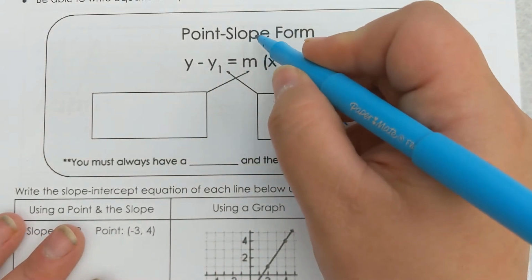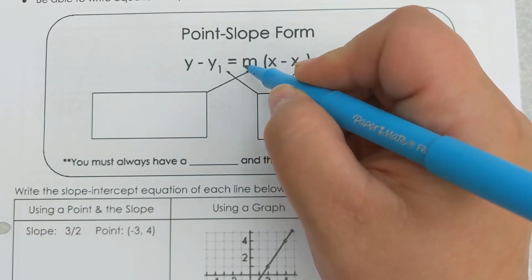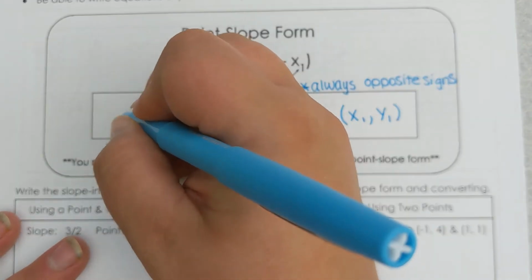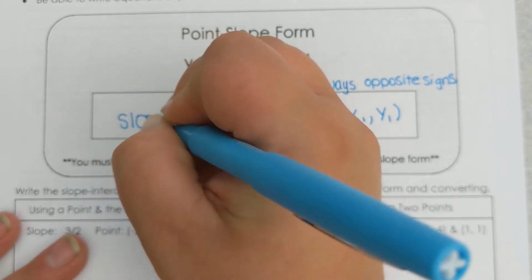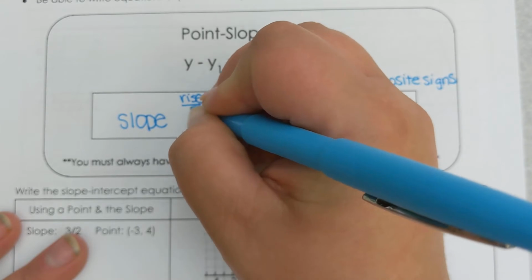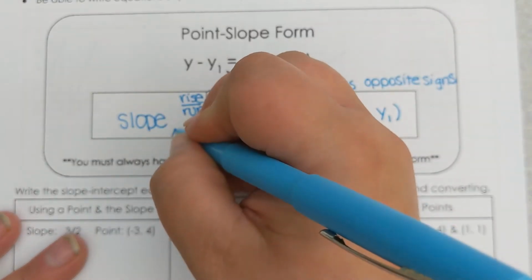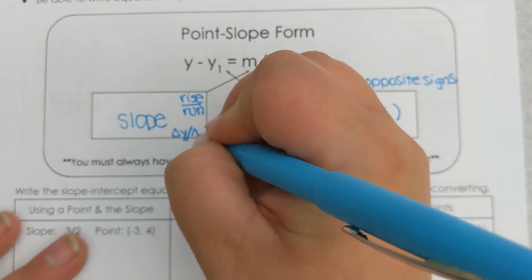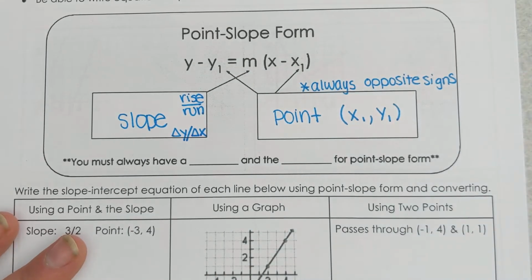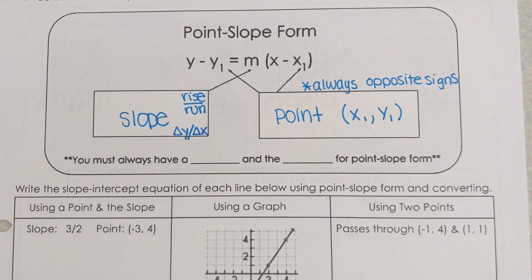Then there's the slope. So the m right here, just like in y equals mx plus b, that's the slope. And I'm going to remind you that it is rise over run, or another way of thinking of it is the change in y over the change in x. Again, that little symbol is called delta. It means change in. You'll see it a lot in physics class if you take physics.